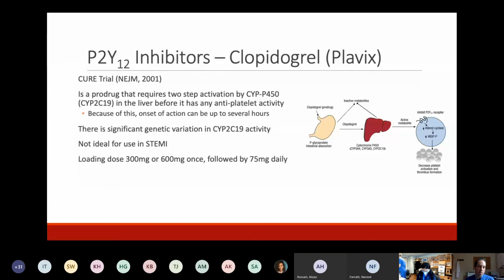If you ask the cath lab, they'll say just give them 600, and that's just to try to get therapeutic levels, even if the person might be a poor metabolizer. Hopefully 600 milligrams of Plavix would get you some antiplatelet activity. But because of that, we are moving a little bit away from Plavix.